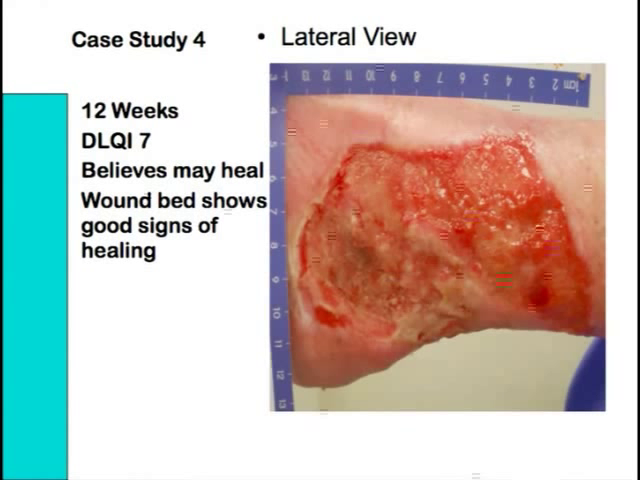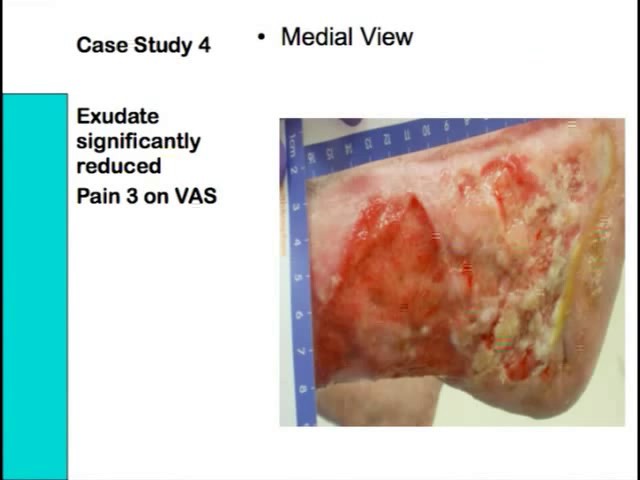12 weeks of treatment, DLQI is now reduced to 7. Believes that the wound may now heal. The wound bed shows good signs of healing, and progress continues for this lady. Exudate is significantly reduced. Pain is now 3 on a visual analogue scale, and we're moving along very, very nicely with a patient who is now motivated and believes that things can be changed.